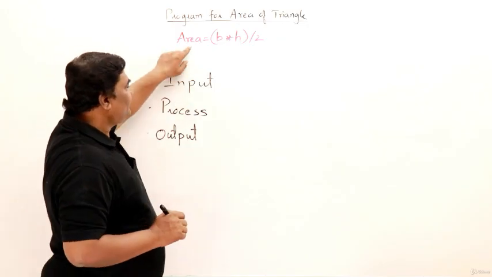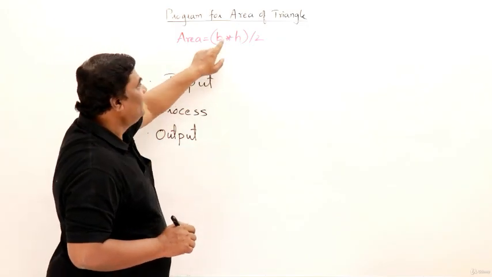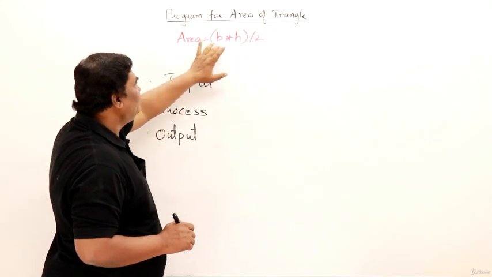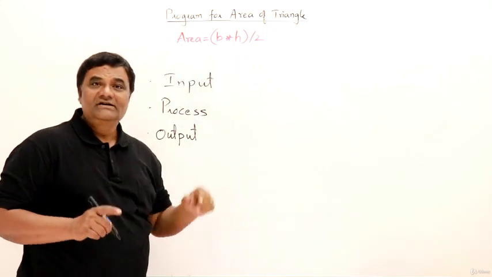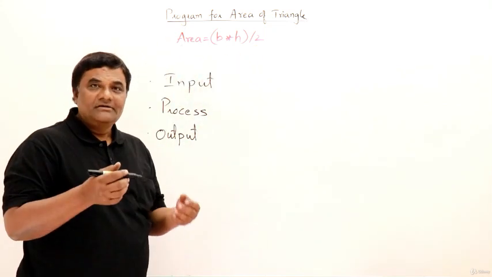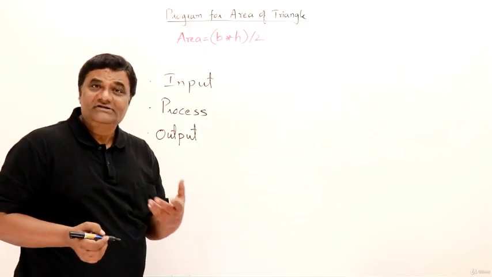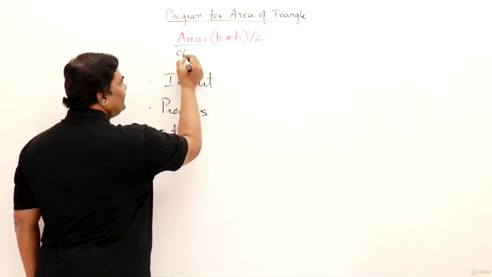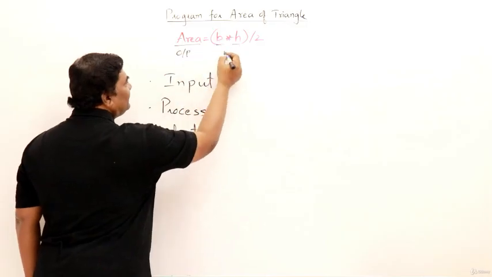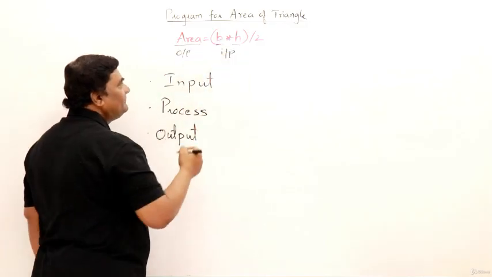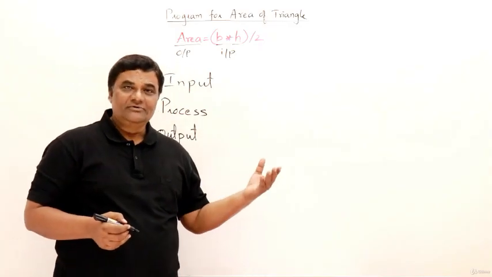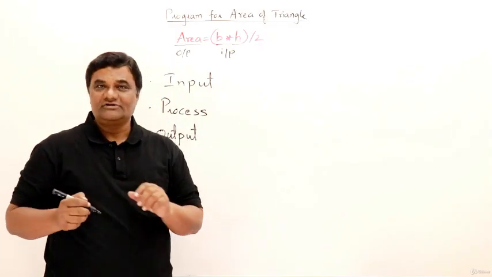Let us see what we have to write a program for. We have to write a program for finding the area. So this is the formula: base into height divided by 2, and that is the area. So in this, what is input? Base and height are input. Then what is output? Area is output. So these two are the input of the program, and this is the output. So the program should take 2 inputs and then give the output.